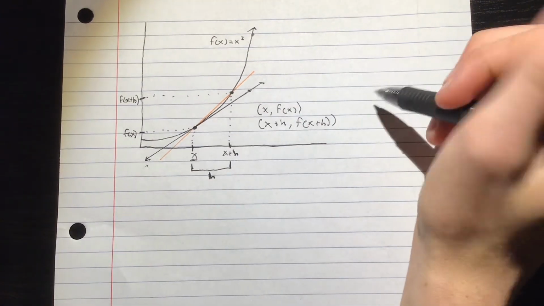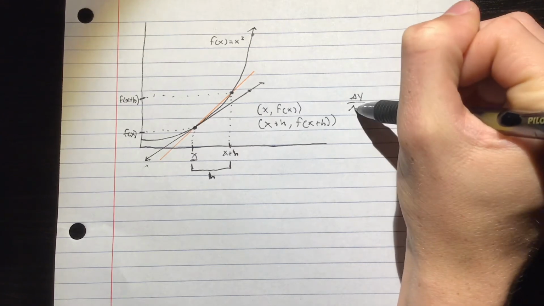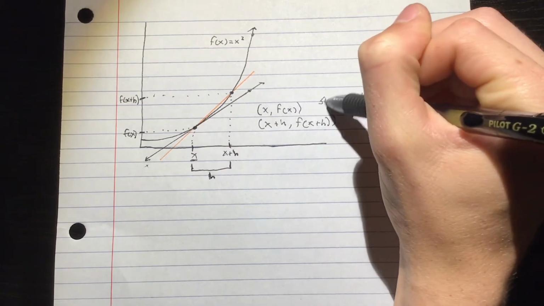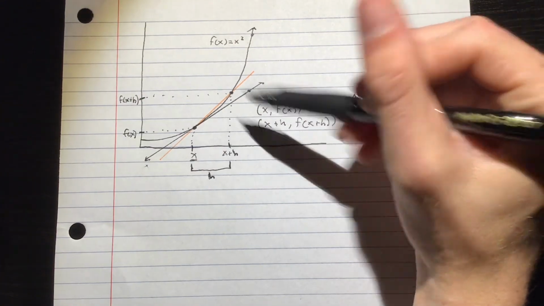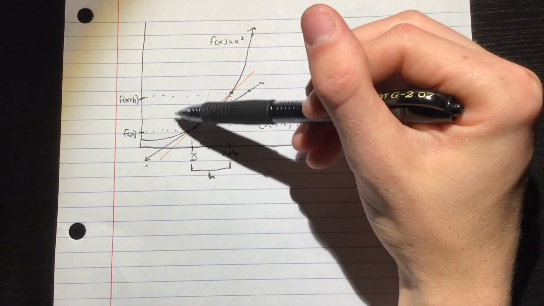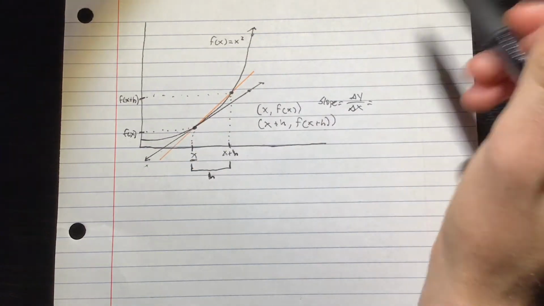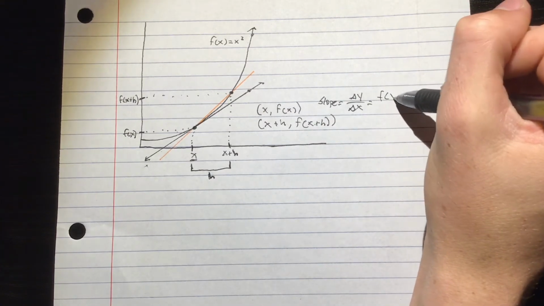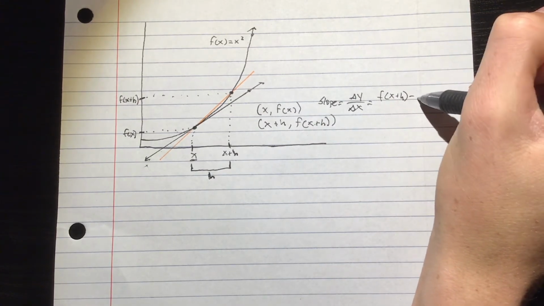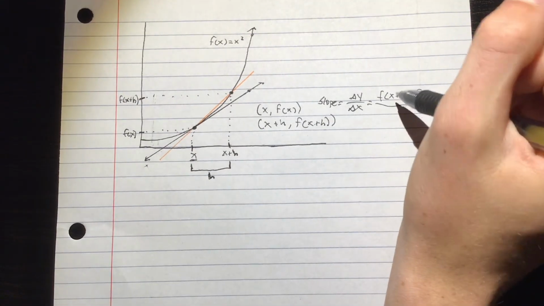So if our slope is equal to the change in y over the change in x, delta y over delta x, what will we have for this situation? We went up, our rise was whatever this minus this is. So y2 minus y1, this minus this, f of x plus h minus f of x. So that's what represents our delta y divided by our delta x.